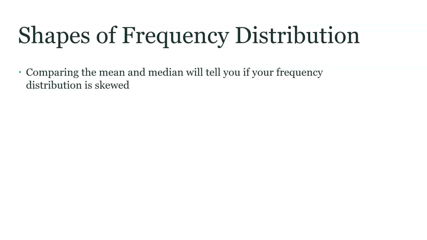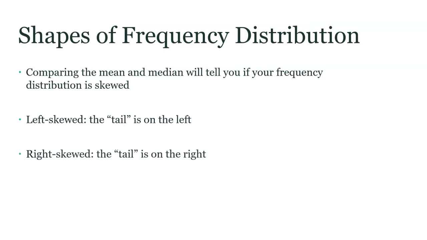So once we find these measures of central tendency, if we start comparing our values, it can help tell us what the shape of our frequency distribution might look like. Comparing the mean and the median is going to tell us how we are skewed in terms of our frequency distribution. We could be left skewed, which means that the tail of our distribution is on the left, or we can be right skewed, which means that the tail of the distribution is on the right.